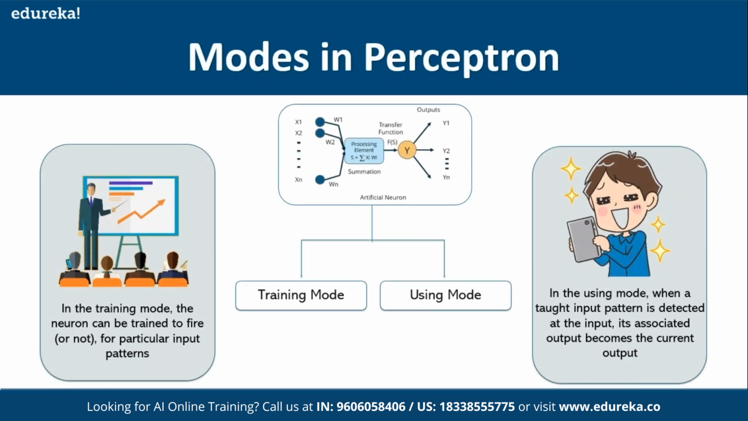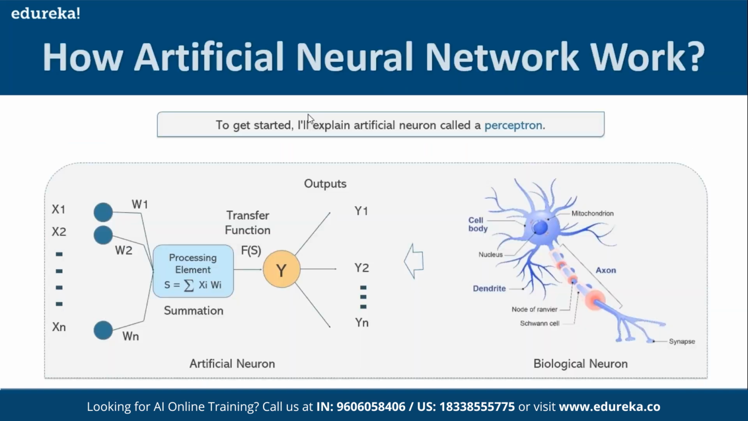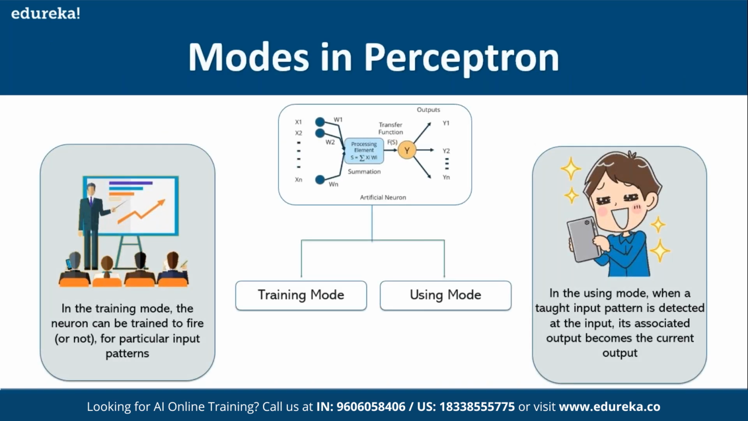So what we call the artificial neuron is called a perceptron. There are various modes in a perceptron: one is the training mode and the other is the using mode. It is like this, right? When we are kids, we go to school, we learn something, and when we are adults, we go ahead and leverage what we have learned. So here also we have a training mode and a using mode, the same thing that we have as human beings.